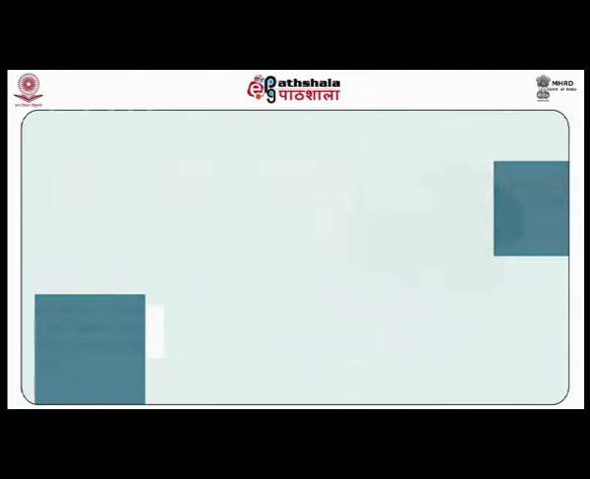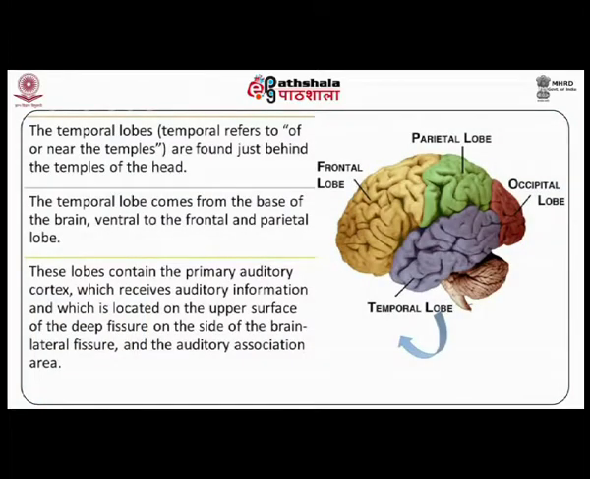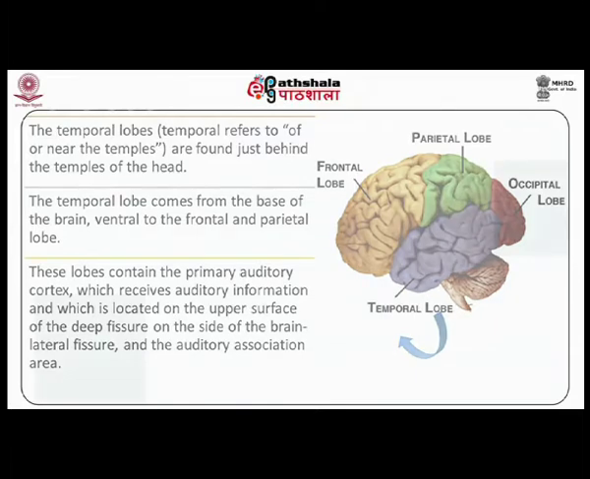Temporal lobes. The temporal lobes, where temporal refers to off or near the temples, are found just behind the temples of the head. The temporal lobe comes from the base of the brain, ventral to the frontal and the parietal lobe. These lobes contain the primary auditory cortex, which receives auditory information and which is located on the upper surface of the deep fissure on the side of the brain, the lateral fissure, and the auditory association area.